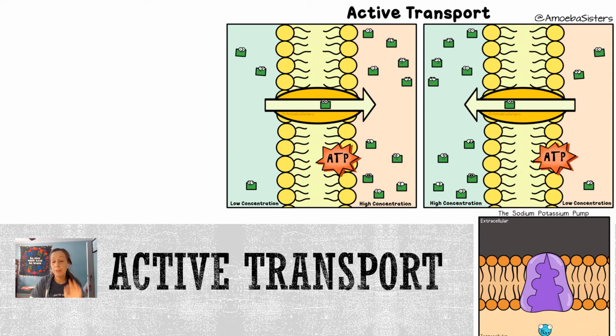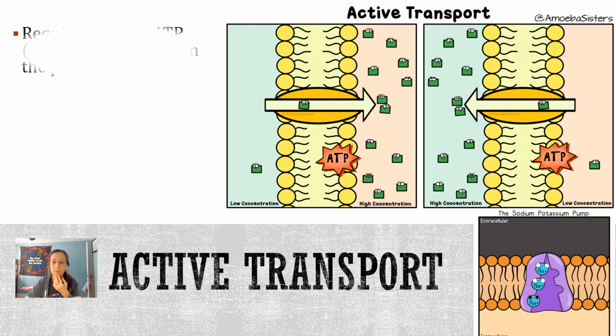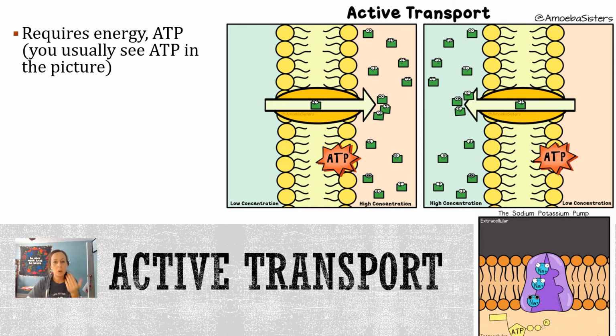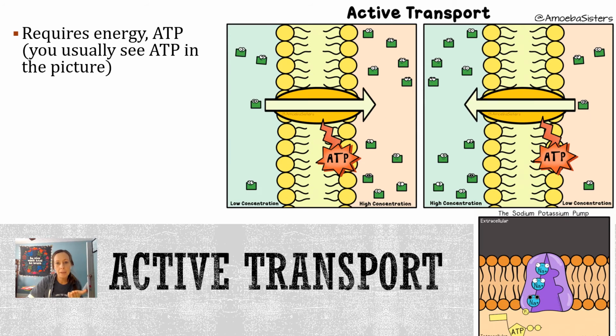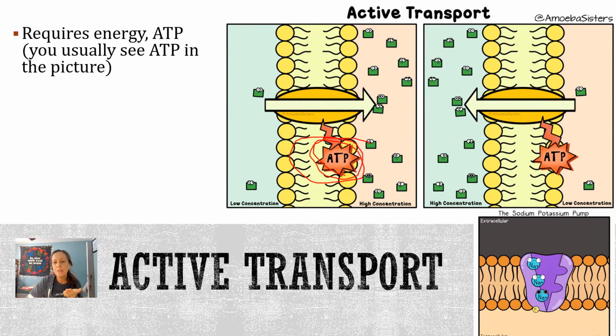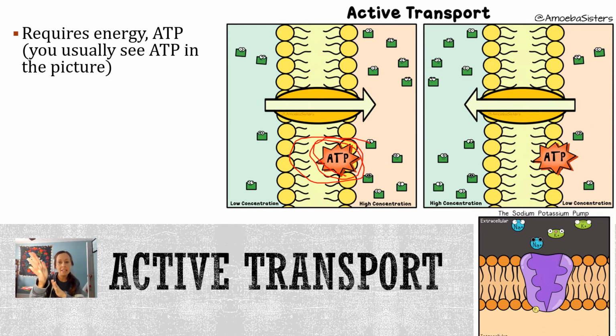Our next type of transport is active transport. There's a couple things here I want you to pay attention to when you see active transport. First, it requires ATP. So somewhere in the picture, when it's active transport, you'll see this. It's like an energy flash, an energy bubble, an energy star, or ATP itself, ATP turning into ADP because we lose a phosphate.